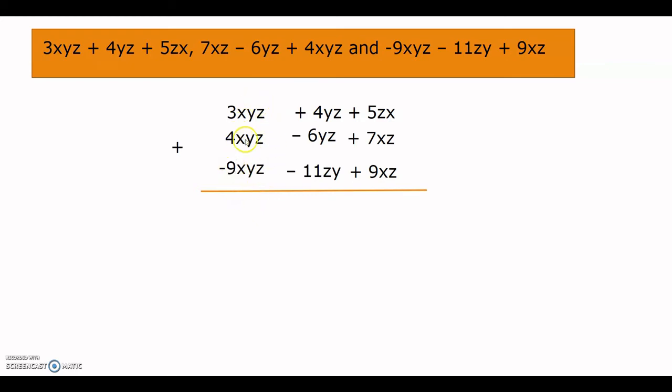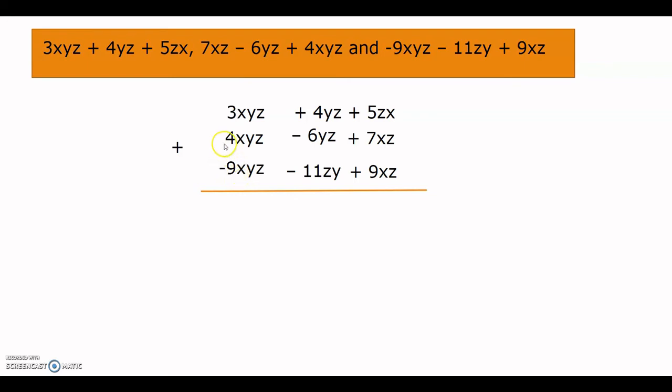Here, since we have three sets of trinomials, we will determine the sign, or we will use the distributive property before we add and subtract. So here, positive, positive. This one is negative times positive, so it is negative. So first, we will combine the like signs, which is positive, positive. So 3xyz plus 4xyz is equal to 7xyz, which is positive.